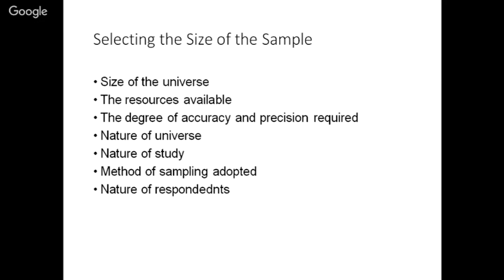If the universe or population is heterogeneous, again a large sample size is chosen, and in the case of a homogeneous universe, a small sample size is also representative of the population. If we are going to conduct a continuous but intensive kind of study, a small sample size is taken, but in the case of a larger and extensive study, a large sample size has to be studied. Depending upon the type of sampling technique used, the sample size also varies, and if the number of respondents is small for that population, then also a larger sample size has to be taken.